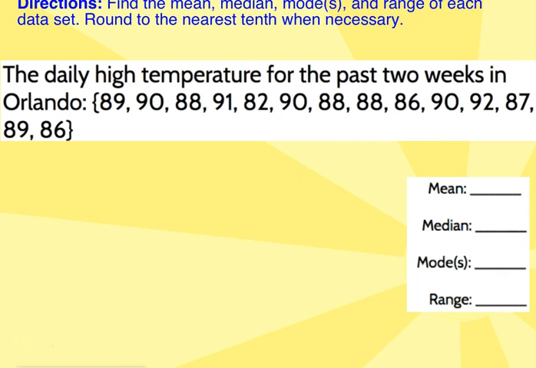Okay, let's try some of these. It says find the mean, median, and mode, and the range of each data set, round to the nearest tenth when necessary. So it says the daily high temperatures for the past 2 weeks in Orlando are given. So we have this whole list of temperatures, right? But what will make our life a lot easier is if we put them from smallest to biggest.